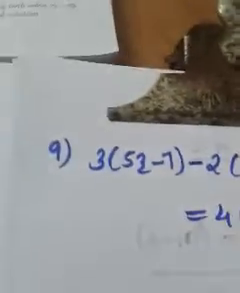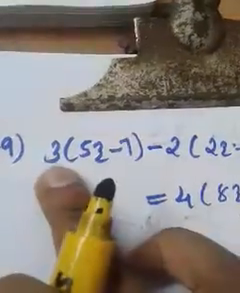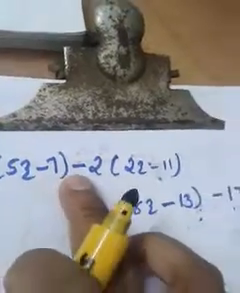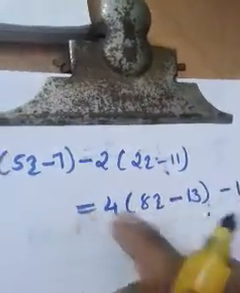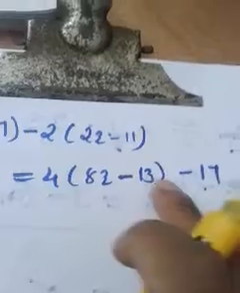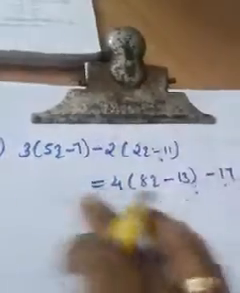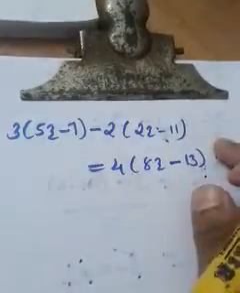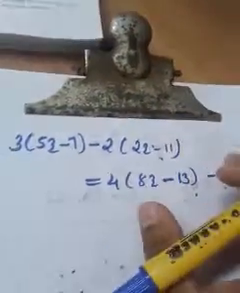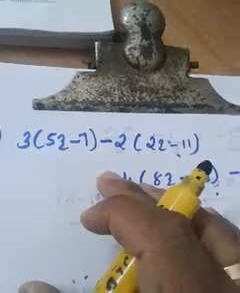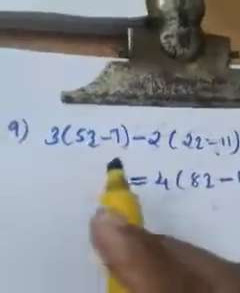So question number 9 from the second part. This is your question: 3 into (5z minus 7) minus 2 into (2z minus 11) is equal to 4 into (8z minus 13) minus 17. Once you read the question, or once you see it at first, you may think that this question is going to be very difficult, but this is going to be a very easy question for you. Do you want to see that? Okay, so how can we solve it?